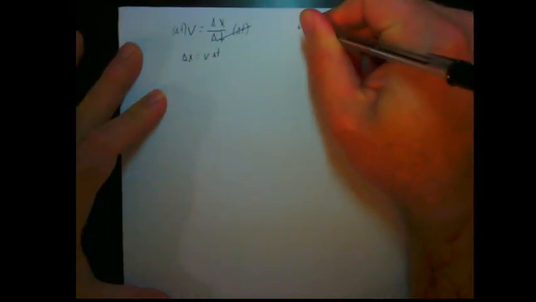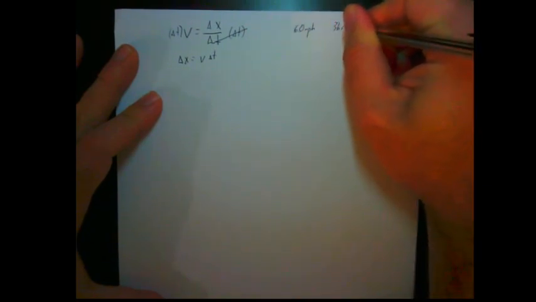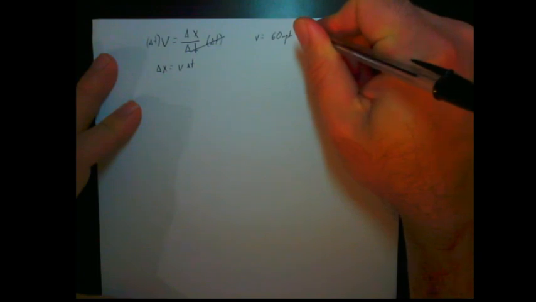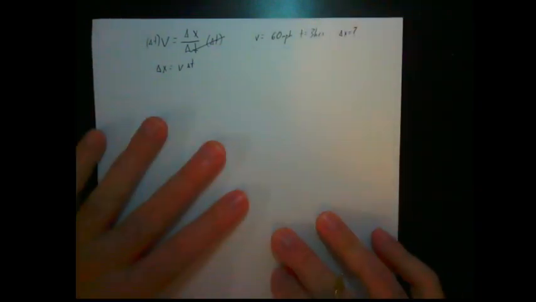An example of how we might use this: if a vehicle is going at 60 miles an hour for 3 hours, how far has it moved? So a vehicle is moving at 60 miles per hour for 3 hours, and we're trying to find delta x. Let's identify our givens. 60 miles per hour is the velocity, and 3 hours is the time. Let's write our equation. Delta x equals vt.